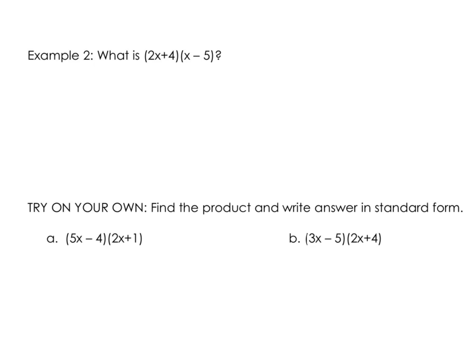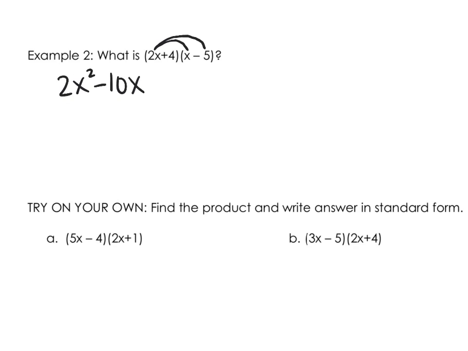So the first way is just kind of like what we did on the last example. We're just multiplying everything times everything using those rainbows. So the 2x has to multiply times everything inside that other set of parentheses. So 2x times an x is going to become 2x squared. Then 2x times negative 5 becomes negative 10x.